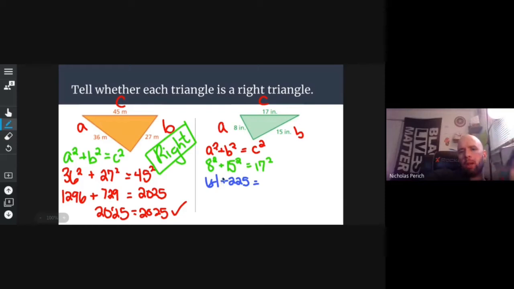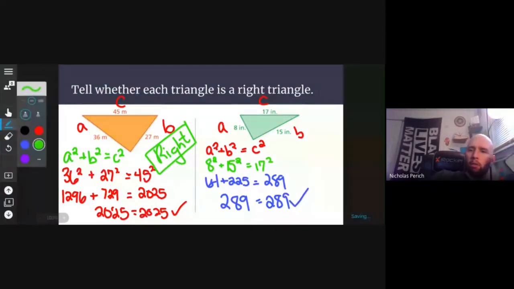8 squared is 64, 15 squared is 225, 17 squared? 17 raised to the second power is 289. 64 plus 225 is 289. So does 289 equal 289? Because I added those up and I got 289. That equals. So is this right? Yes or no?